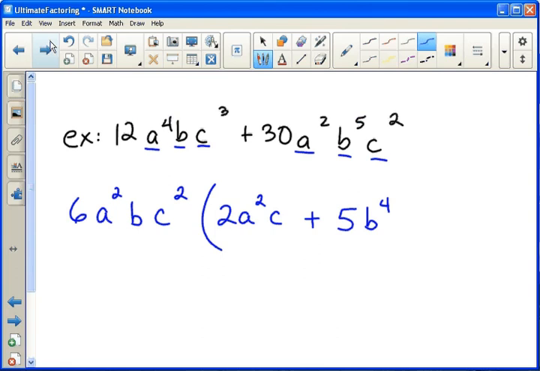Like I said, it's always good to double check, look inside the parentheses, make sure there's nothing else they have in common that you need to pull out. And we can see here that there is not. 2 and 5 have nothing in common, and there's no variables that they have in common.